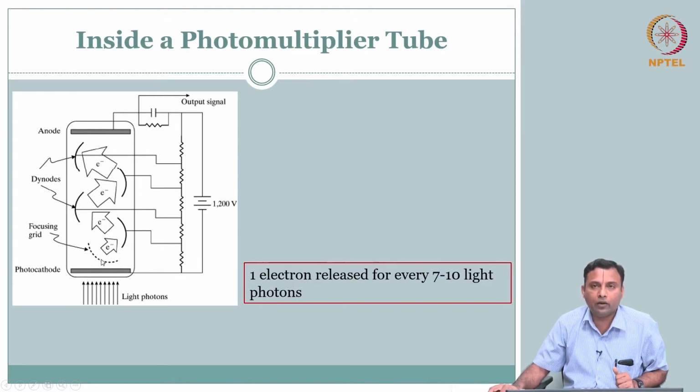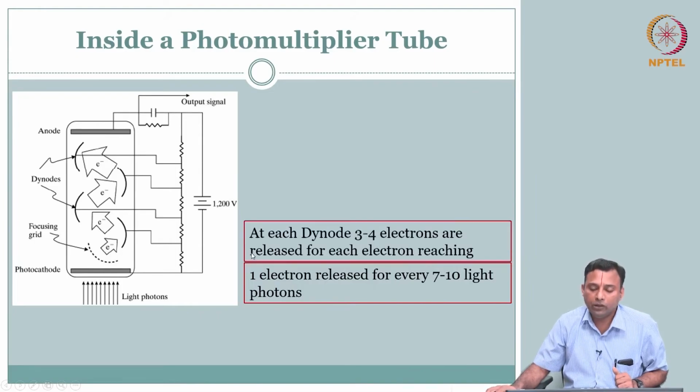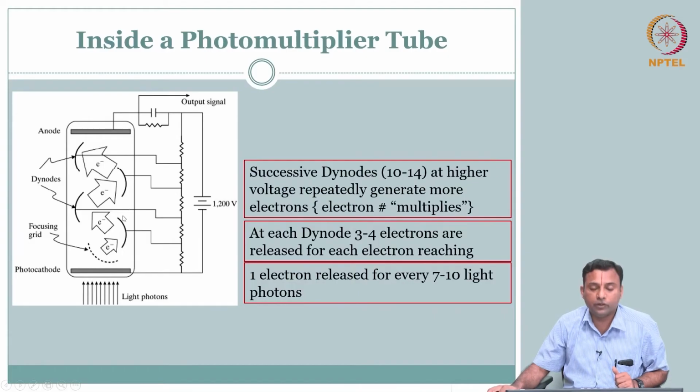This 1 electron is steered and goes near the dynode. At each dynode, more electrons are released: about 3 to 4 electrons for each electron reaching it. Likewise, you have several dynodes, about 10 to 14. So you start with 1 electron, after the first dynode you get an additional 3 to 4, and those go into the next dynode, a chain effect, so it starts to increase.